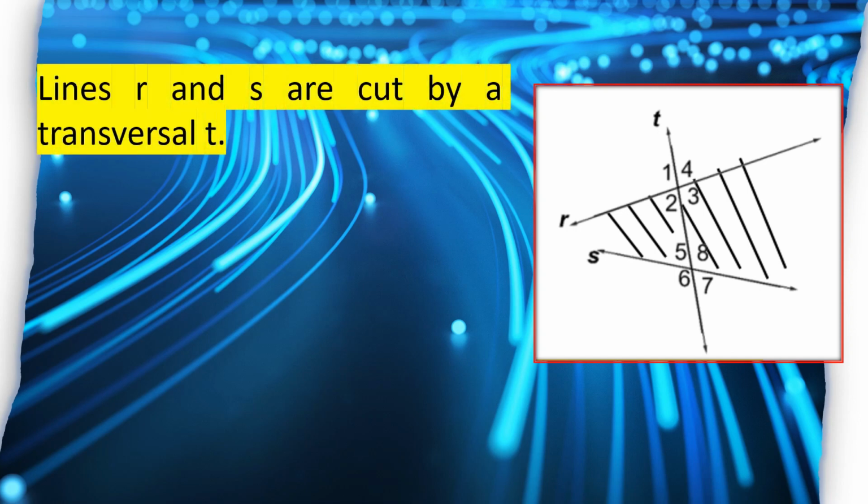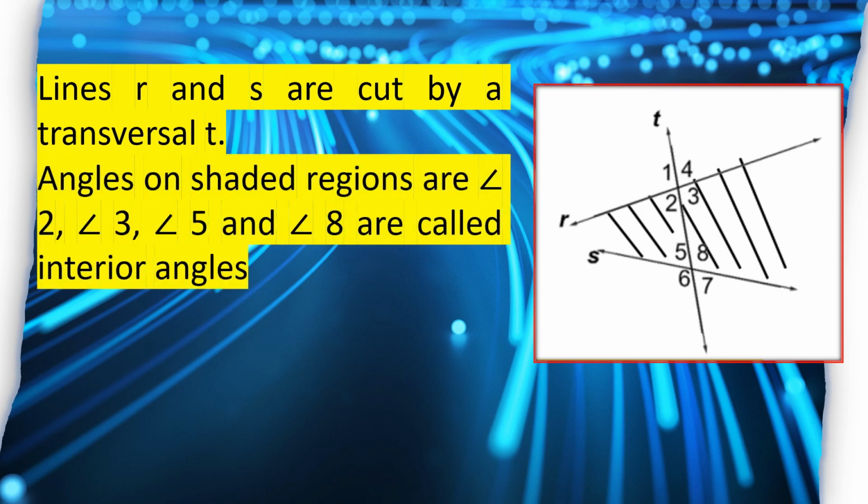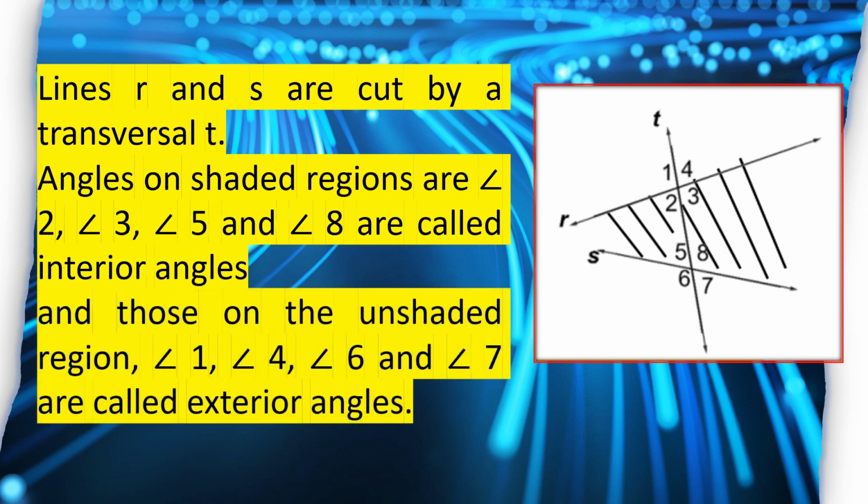Let us take a look at the figure on the right. Lines R and S are cut by a transversal T. Angles on shaded regions, angle 2, angle 3, angle 5, and angle 8, are called interior angles, because they are found inside the two lines R and S. And those on the unshaded region, which are angle 1, angle 4, angle 6, and angle 7, are called exterior angles because they are outside the two lines R and S.